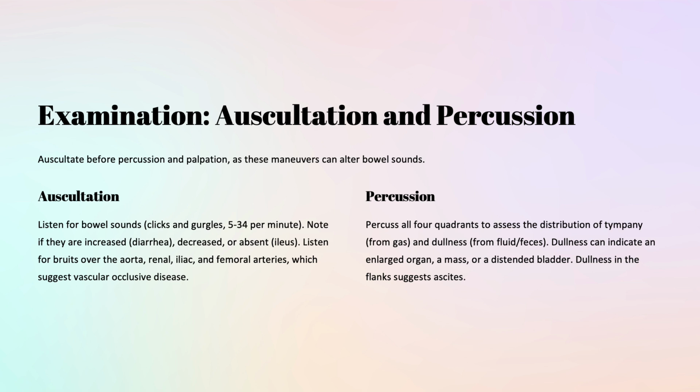You should listen also over the vascular system. So sometimes you could hear bruit over the aorta, the renal, iliac, and femoral arteries. In this case, this would suggest vascular occlusive disease, for example, in atherosclerotic cardiovascular disease.